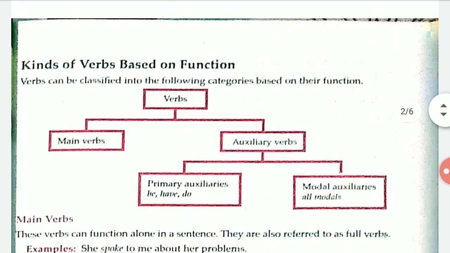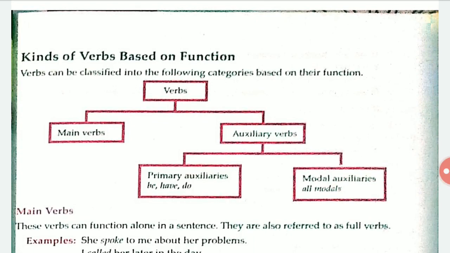Now we'll see kinds of verbs based on function, how they function. Verbs can be classified into the following categories based on their functions. Let's see that.